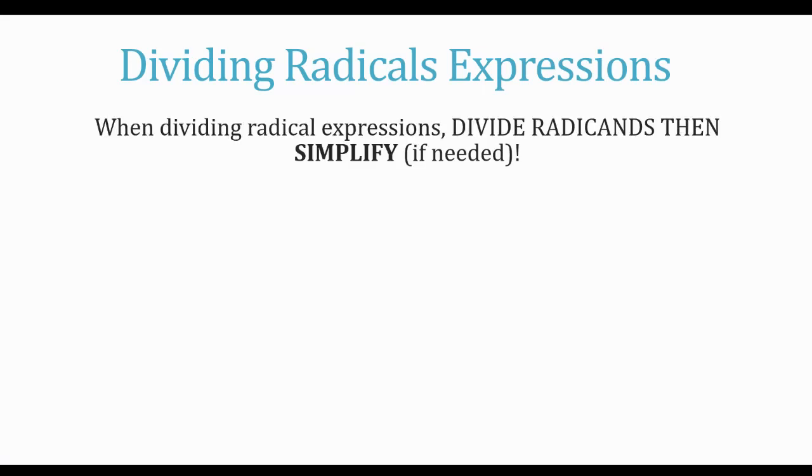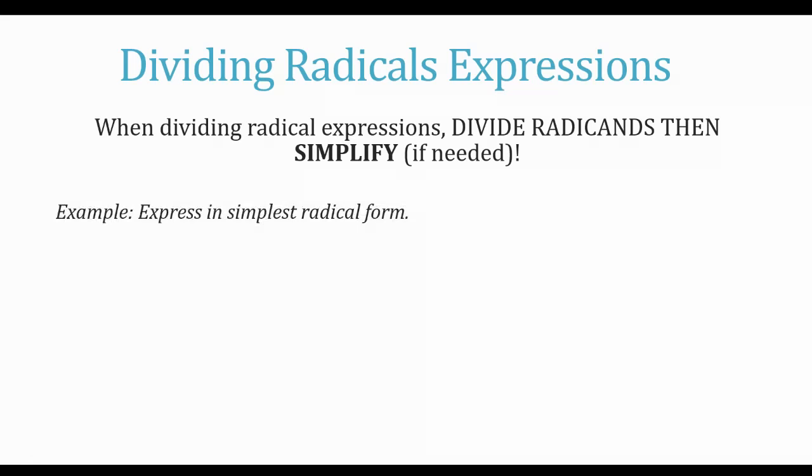When dividing radical expressions, divide radicands. Remember, a radicand is the number under the radical symbol. Then simplify if needed. You don't always need to simplify. If you can't simplify, you can't simplify it. But if you can simplify it, you have to simplify. So let's take a look at this example.